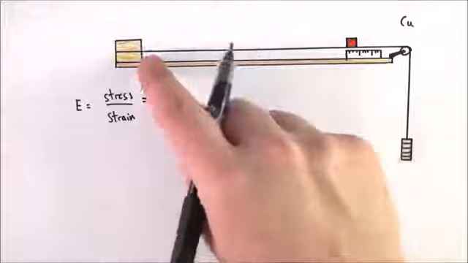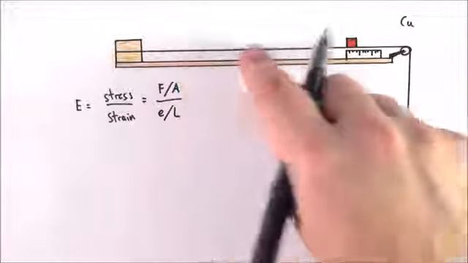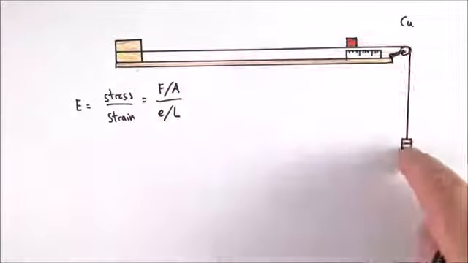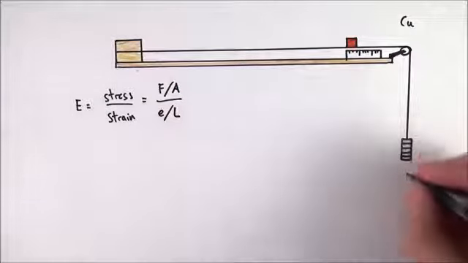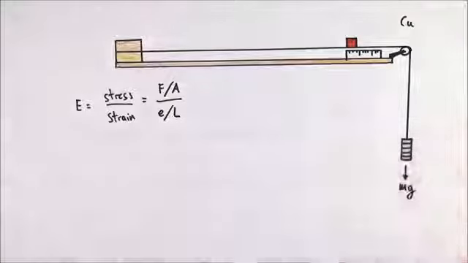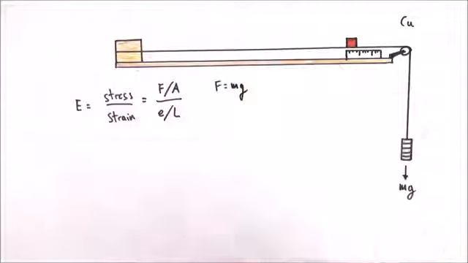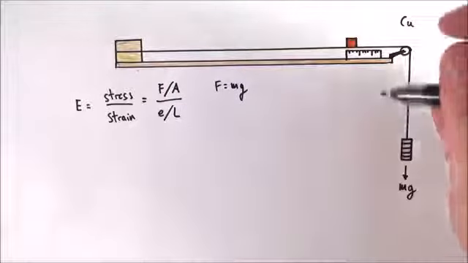What's the force that this copper wire is being put under? Well, the force is provided by the tension, which is caused by the masses on the end down here. They've got a weight acting down, which is equal to mg. So that means the force is equal to mg. And we also need to think about the area of that wire.